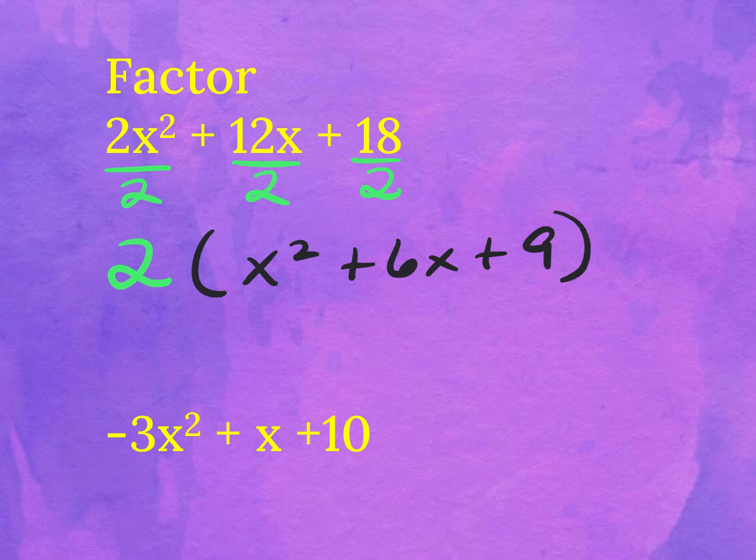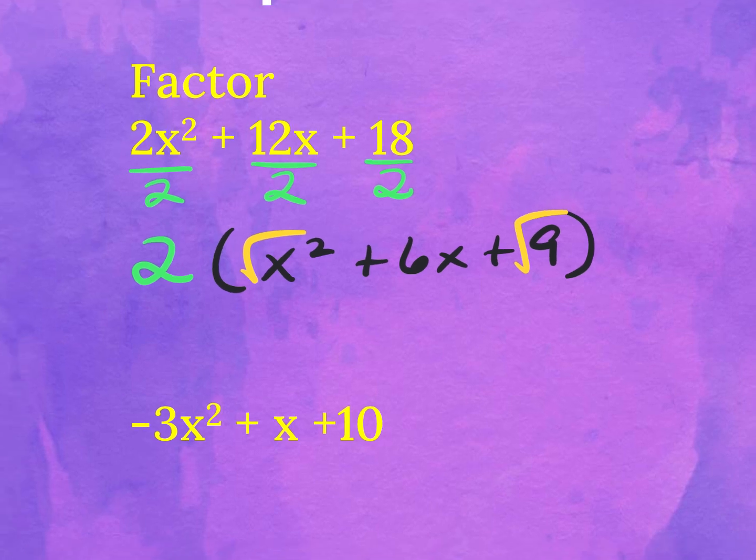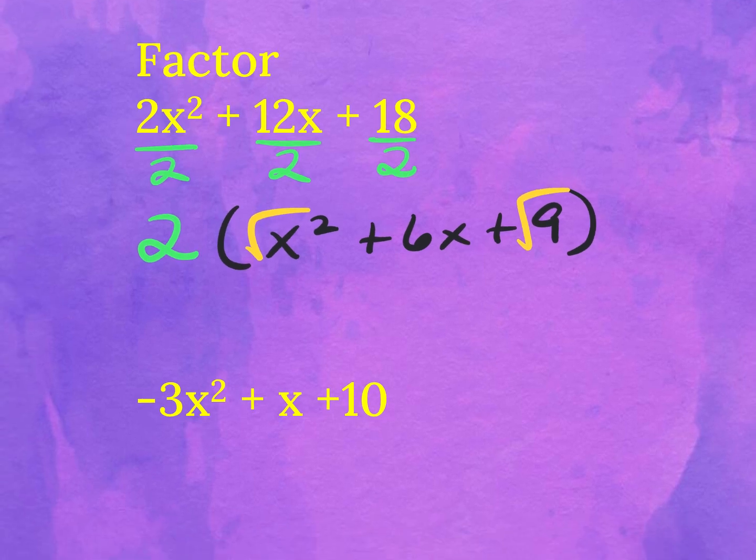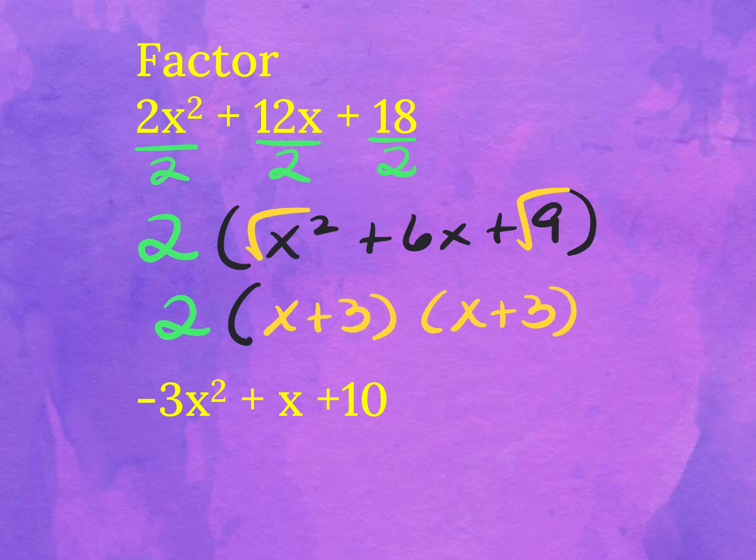Now I got the nice simple trinomial that I can factor here. Now, if you recognize that this is a perfect square and so is this, when it's a trinomial, a perfect square trinomial turns into a binomial squared. So this final answer, if you recognize that, is just going to be x plus 3 and x plus 3. Or you could write it as 2 times x plus 3 squared.